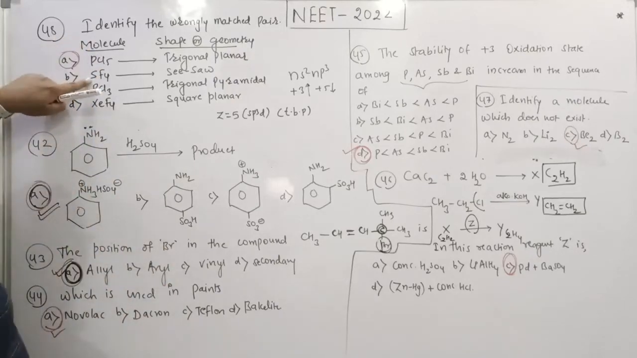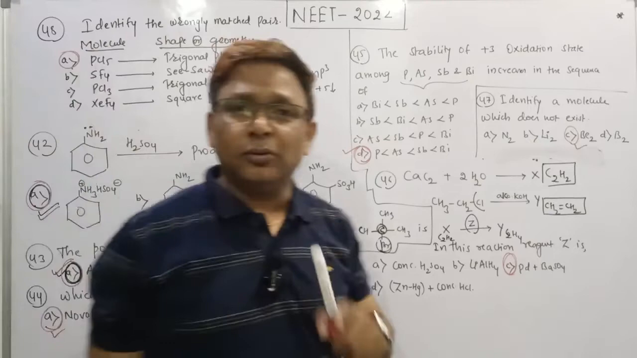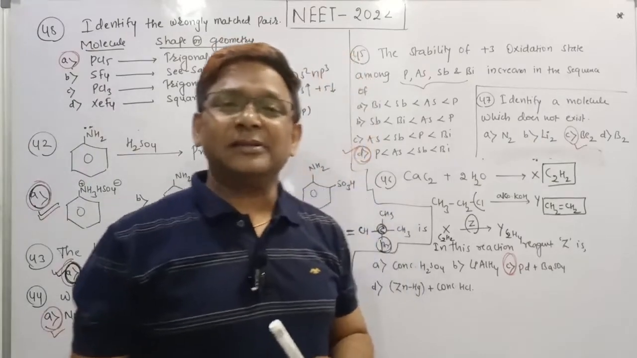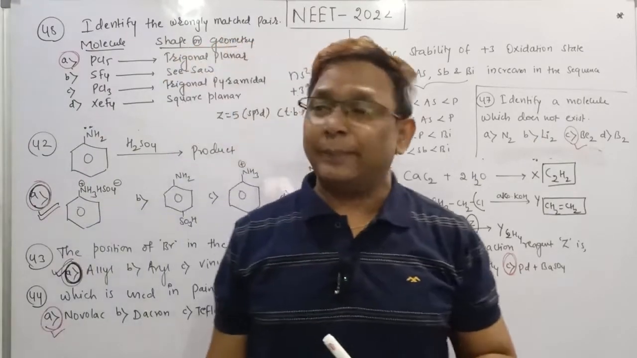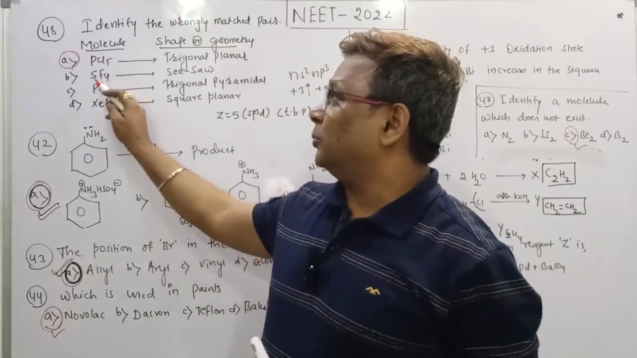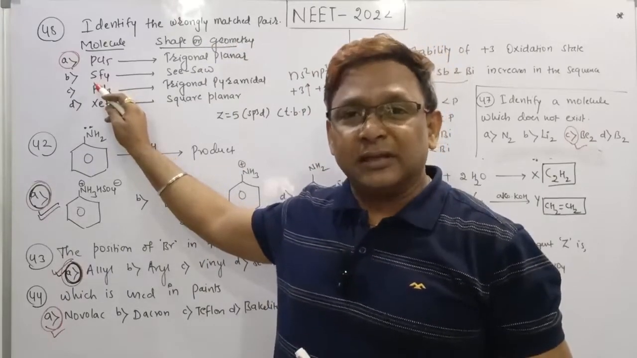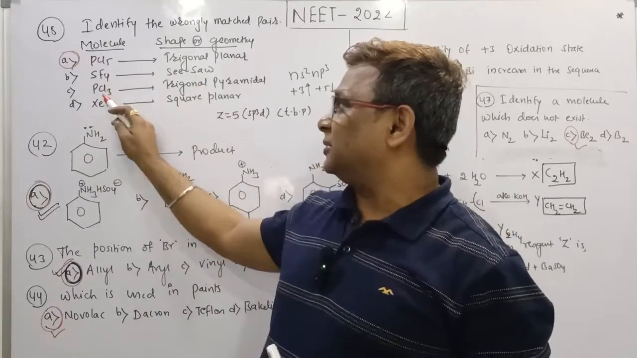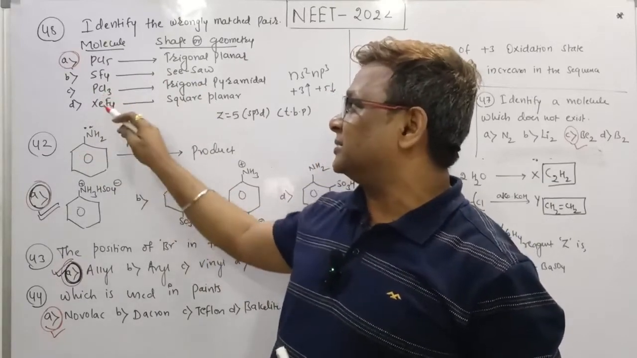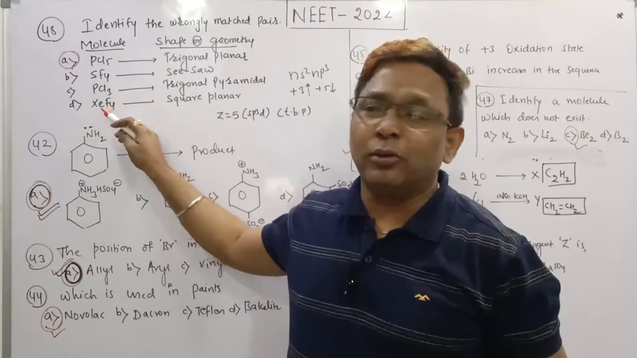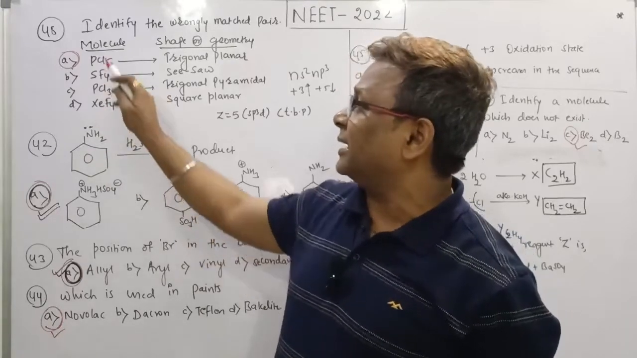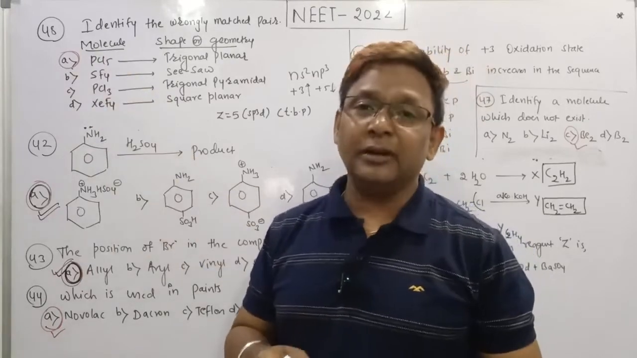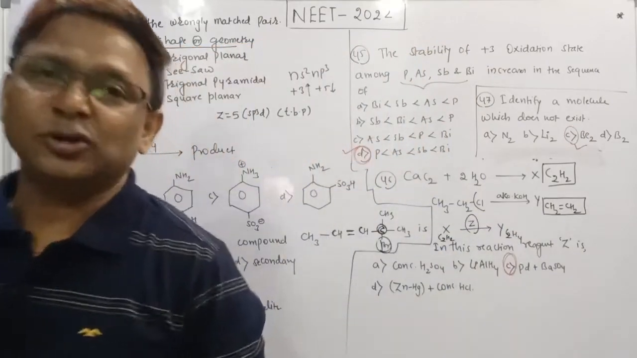But SF4, sulfur Z value is equal to, yes, 5. 5 means sp3d, trigonal bipyramidal geometry. But due to the presence of one lone pair, the shape becomes seesaw. Another, PCl3, yes, trigonal pyramidal. XeF4, 2 lone pairs, 4 bond pairs, square planar. All are correct except PCl5, which is wrongly matched. Right? Take a screenshot of this one.